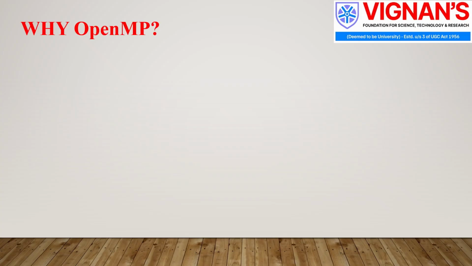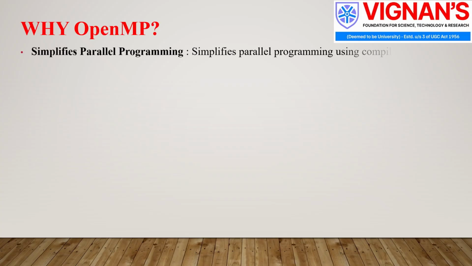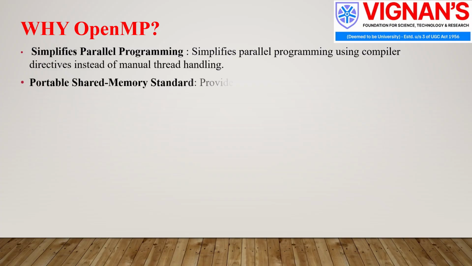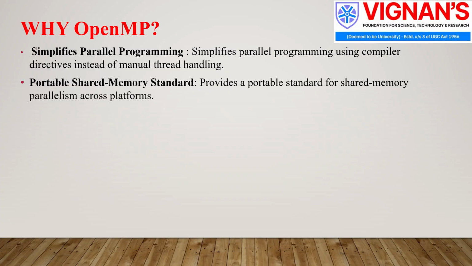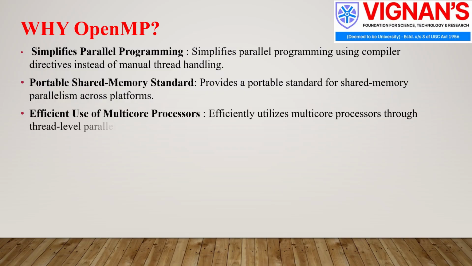Why OpenMP? Simplifies parallel programming. Uses compiler directives instead of manual thread creation and management. Portable shared memory standard. Provides a consistent shared memory parallel model across different platforms. Efficient use of multicore processors. Exploits thread-level parallelism to fully utilize multicore systems.